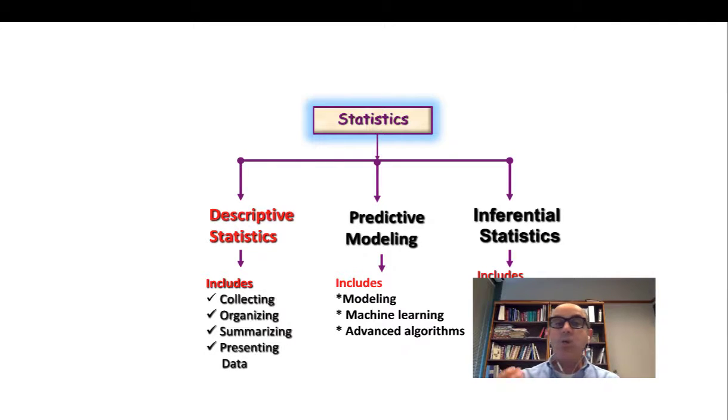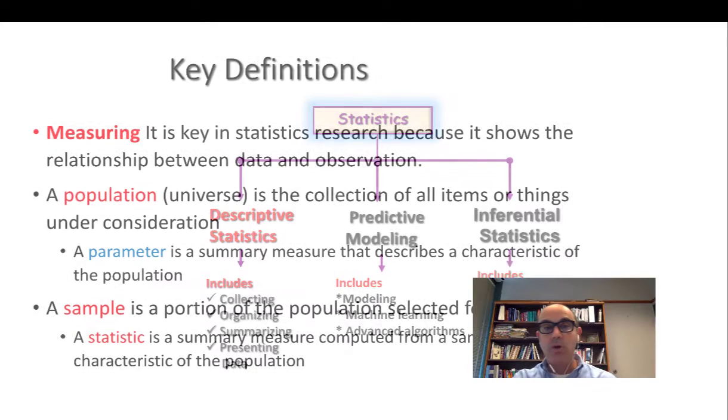So the statistics we have in this class, in this module, we are going to talk about descriptive statistics, about collecting, organizing, summarizing, and presenting the data. In a future module, we are going to talk about inferential statistics, how we are making inference, how we write hypotheses, how we determine relationships, and how we make predictions. And in predictive modeling, we will talk about what is a model, how do we create or generate a model by ourselves, what is machine learning, and what is advanced algorithm.